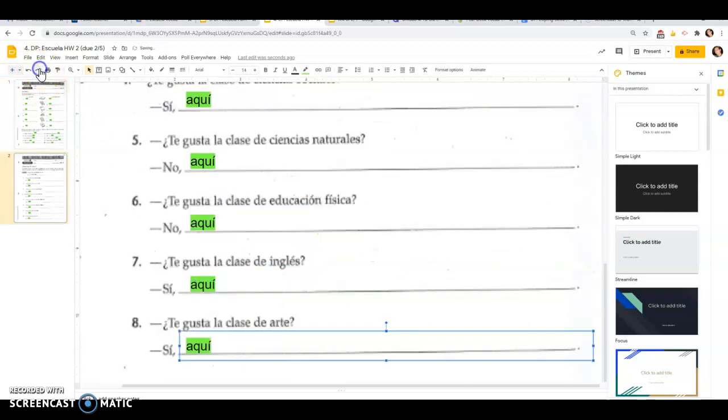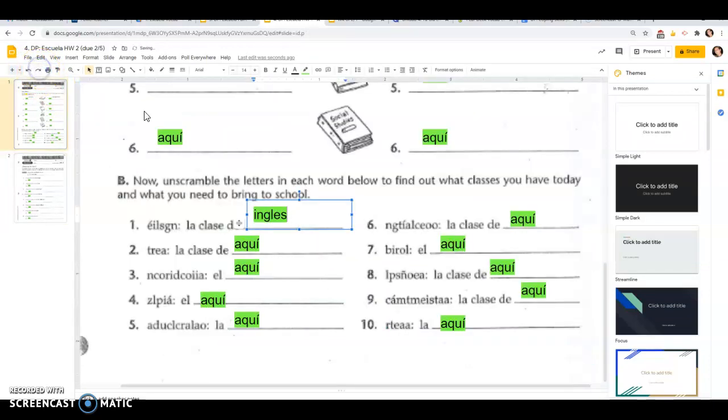Now, oops. I undid too much. So that is for this section where you have to figure out what it is, unscramble it, and put it there.